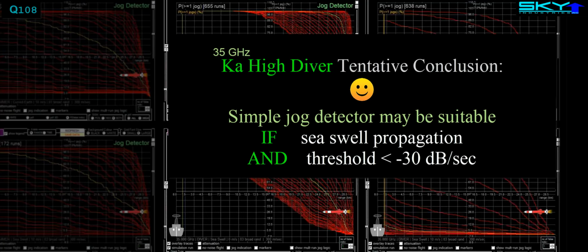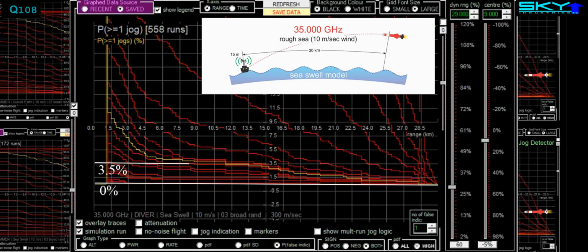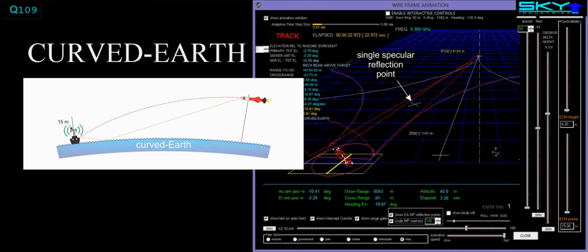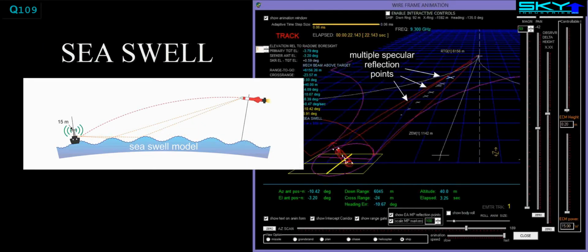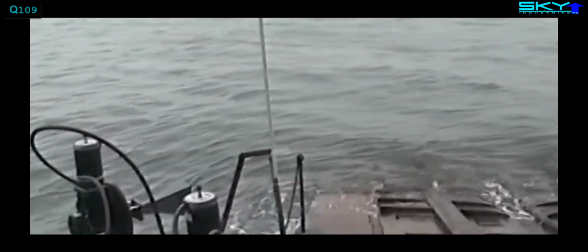Now that said, the truth of this depends on the meaning of even small probabilities of false jog indication, because for the sea swell model the probability is low, but it's not zero. Now suppose it's possible by remote sensing or some such other methods to determine whether the sea's surface is best represented by a single specular reflection point or a string of several reflection points. Suppose further that the same remote sensing could estimate the sea surface roughness based on the wave height, wind speed, or if either can be known or estimated.